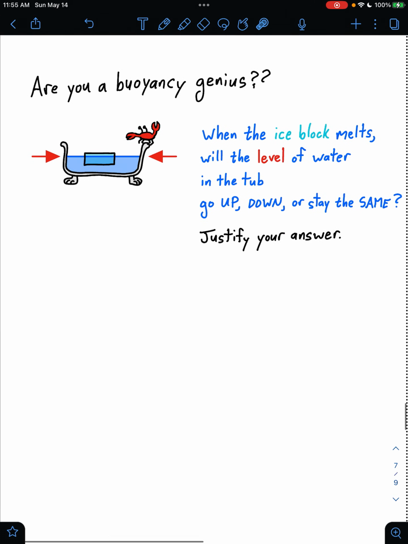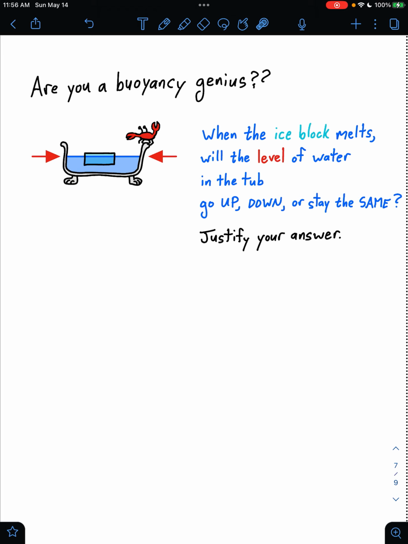So, are you a buoyancy genius? Last question, this one here is for you to figure out. You'll pause the video in a moment and consider this. If we have a bathtub here with a block of ice floating in it, and let it sit for a while in a warm room, when that ice block melts, will the level of water in the tub, currently marked right there, will it go up or down or stay the same as this ice converts to water, to liquid? I'd like you to justify your answer here, not just a hunch, but can you use buoyancy principles to explain? So pause the video and consider how you would address this question.